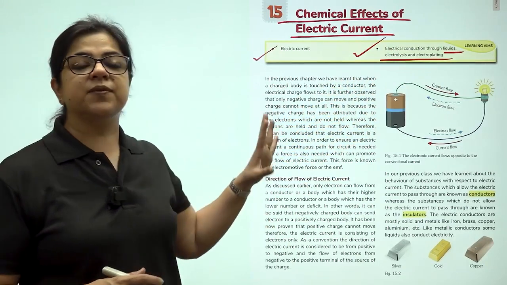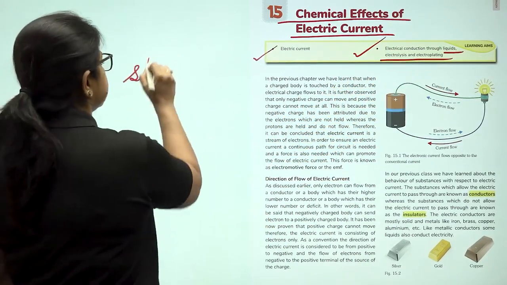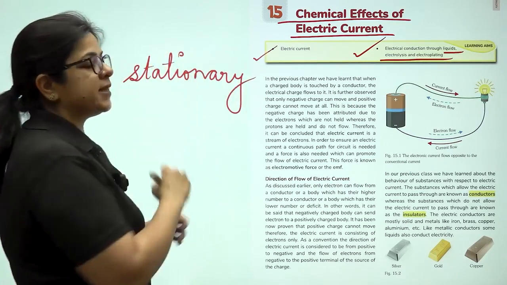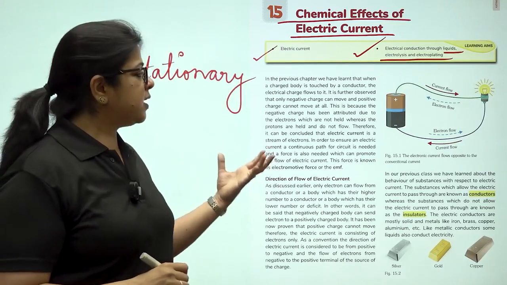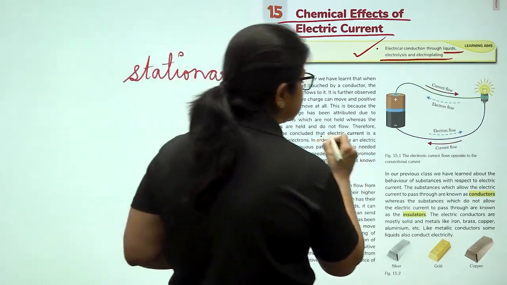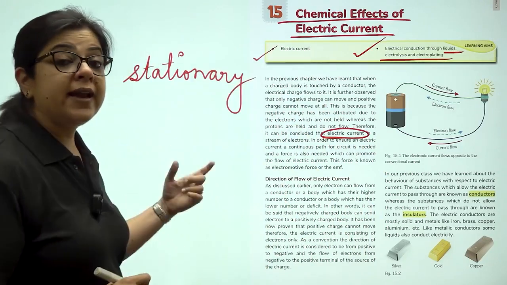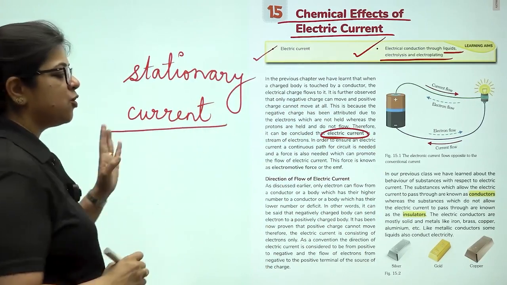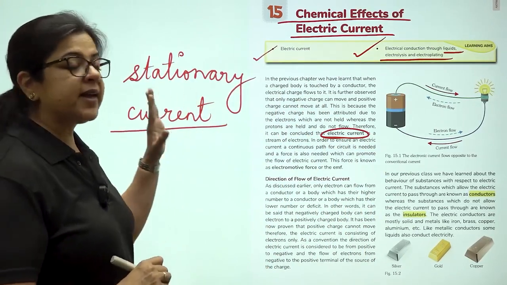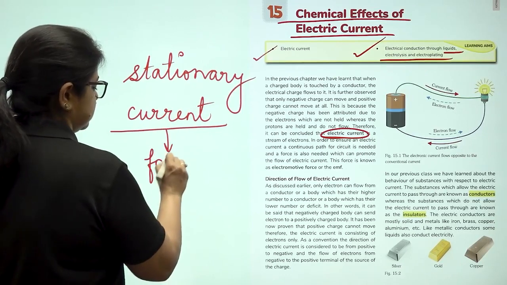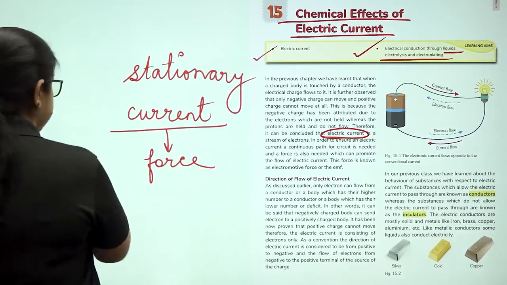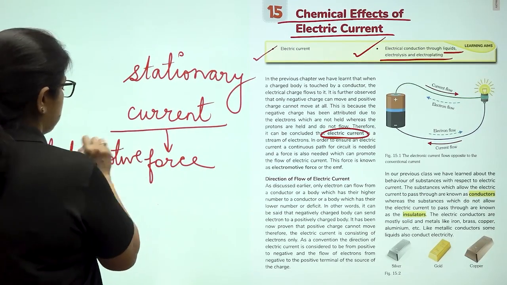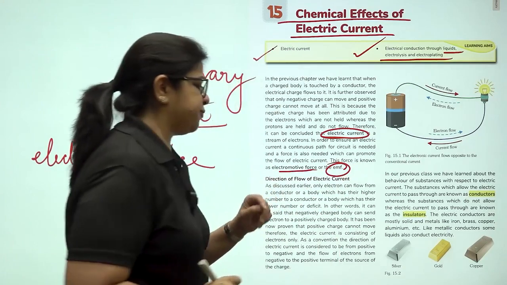So the charges that we studied till now were stationary, and stationary charges were known as electrostatic charges. Today we are going to understand what happens when these charges flow. An electric current is generated when these charges flow, and this current exerts a force which is known as the electromotive force, also known as the EMF.